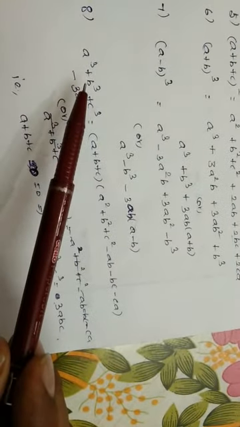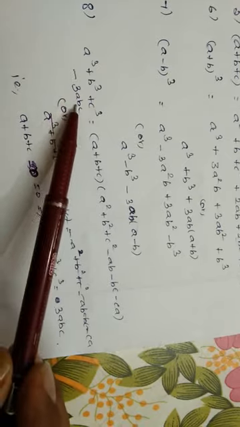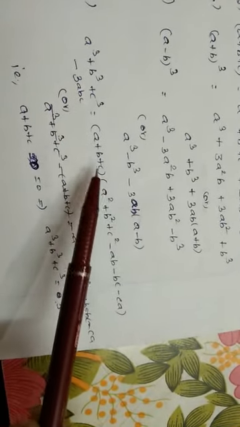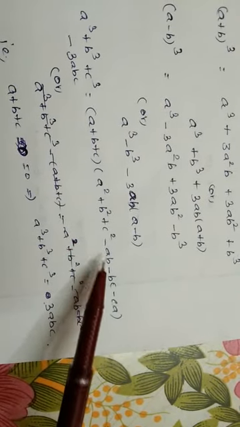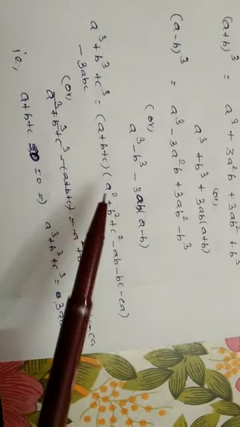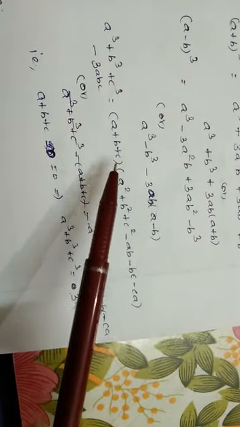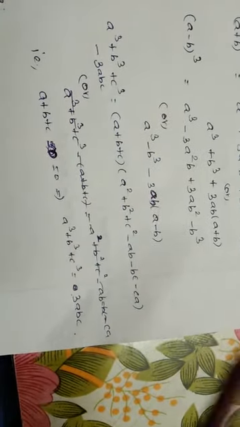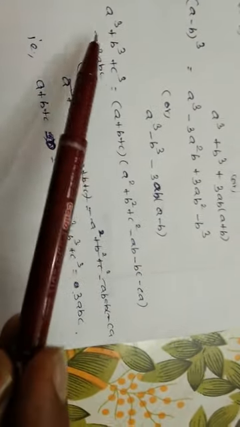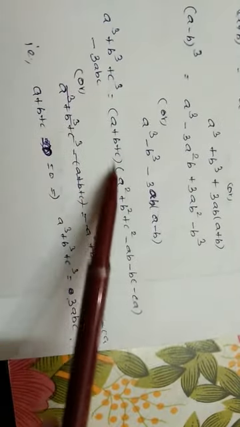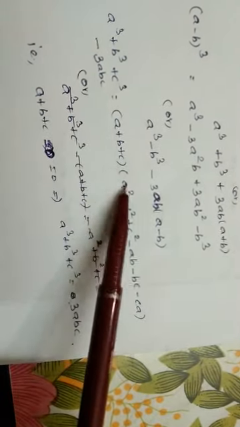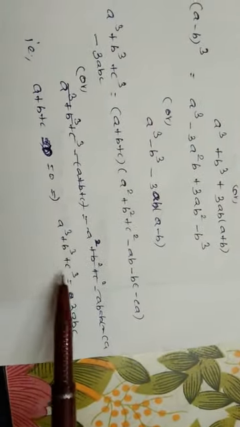a cube plus b cube plus c cube minus 3abc equals (a + b + c)(a square plus b square plus c square minus ab minus bc minus ca). Remember this. Or if a plus b plus c, the addition of the values a, b, c, is 0, this implies a cube plus b cube plus c cube equals 3abc. Why? Because this whole factor is equal to 0, you can write 3abc on the right side. That's why a cube plus b cube plus c cube equals 3abc directly.